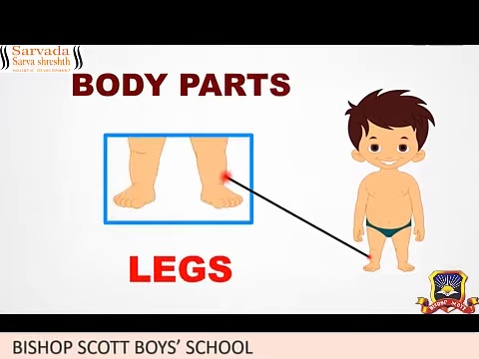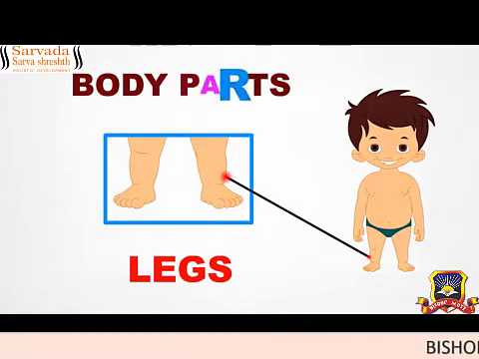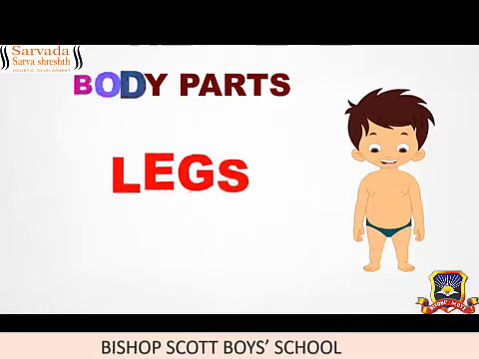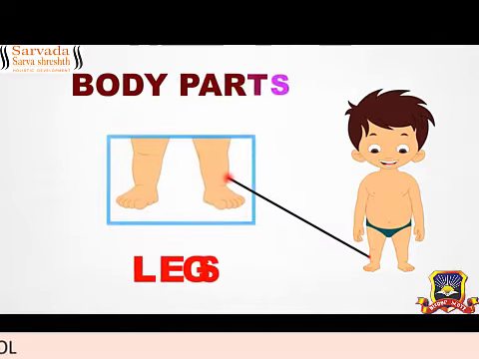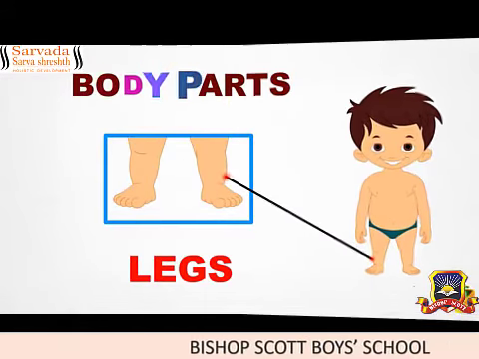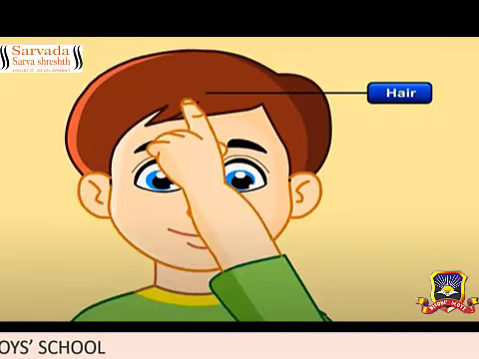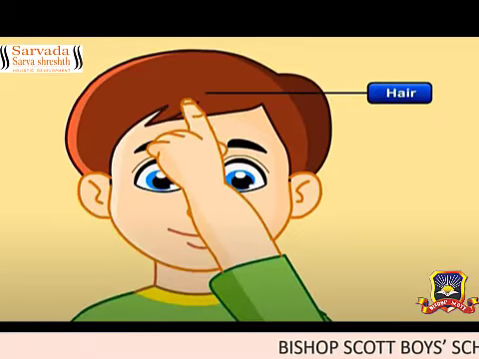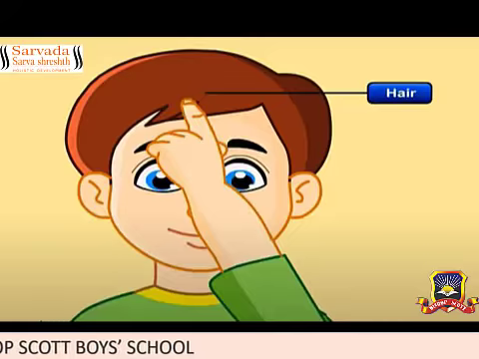Legs. Legs are used for standing, jumping, walking, dancing, and many more. How many legs do we have? We have 2 legs. Hairs. Hairs protect our skin as well as help us to look beautiful.